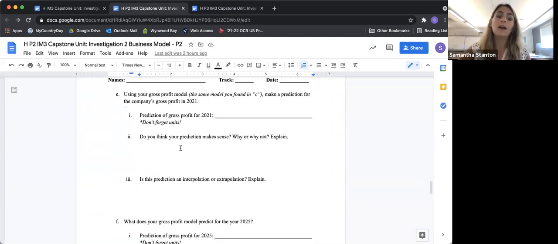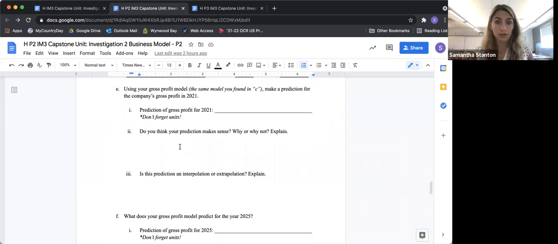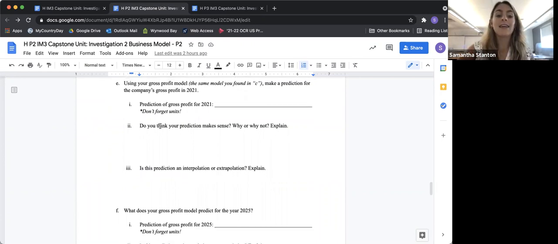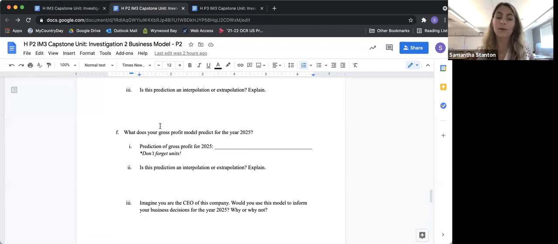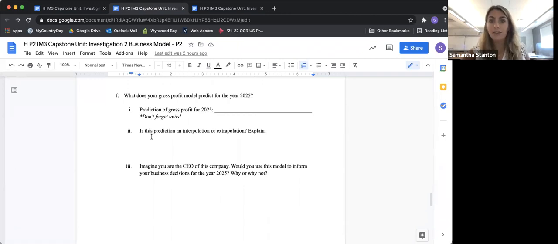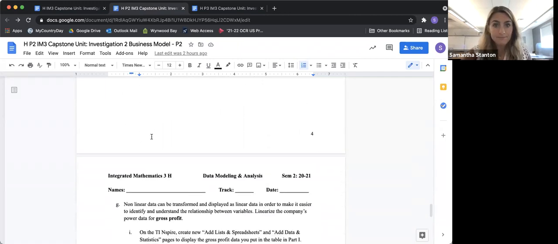In part E, you're going to make a prediction for the year 2021 by using, again, the gross profit model that you found in part C. So the one that you found using polynomial operations. And then in part F, you're going to do the same thing, but you're making a prediction for 2025. Again, don't forget your units, interpolation or extrapolation.